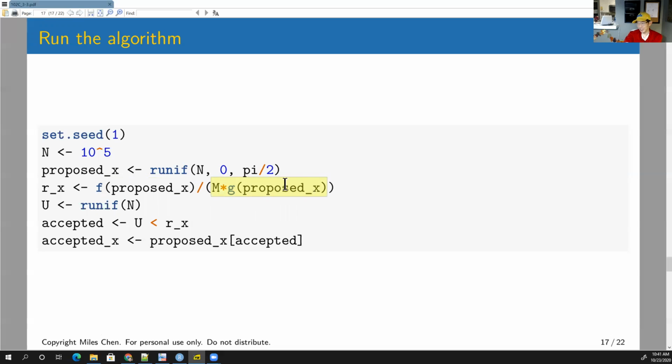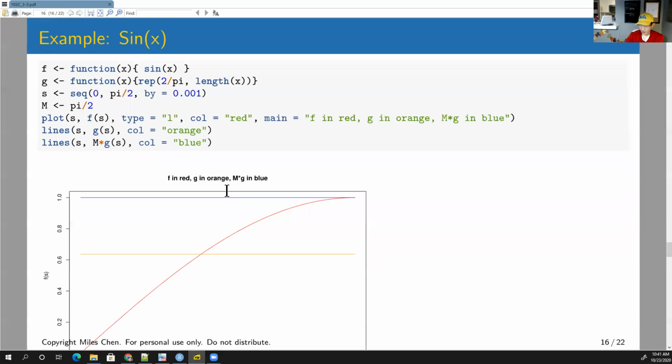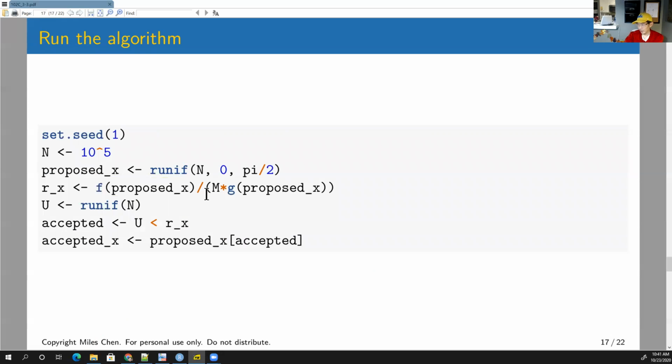Right now, it seems a little bit silly because m times g has always been a constant, right? M times g has always been this blue line, which is a constant. In this case, it's 1. I'm sorry, M is pi over 2, and g is 2 over pi. So this constant is just 1. So whether we accept or not is going to just be f of x, because this simplifies to 1. But this will work in general as well.